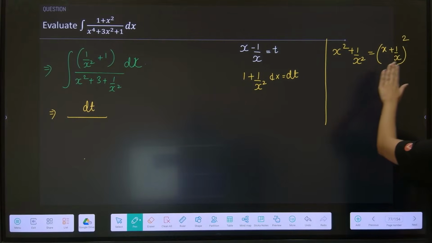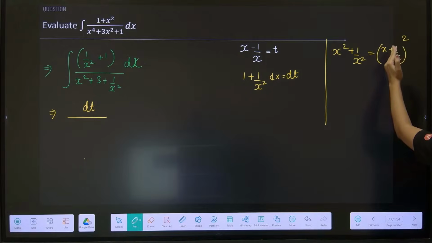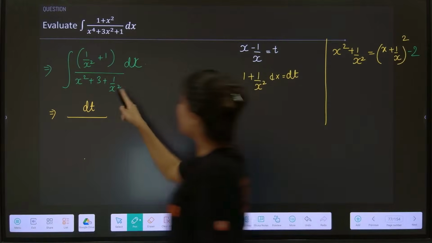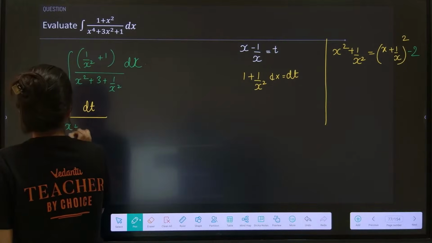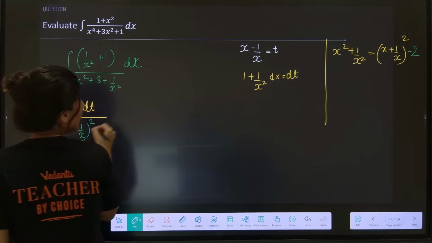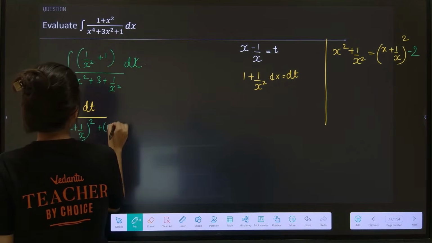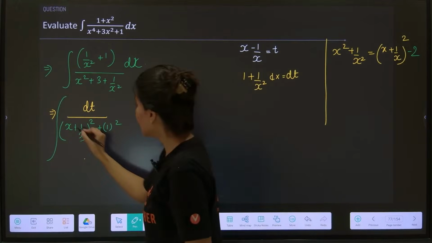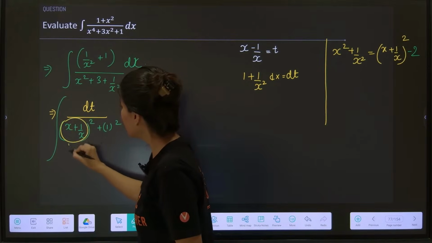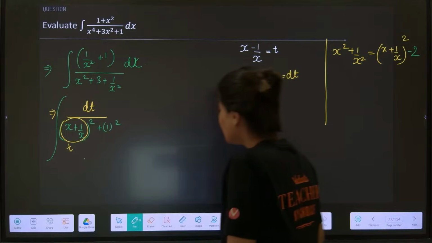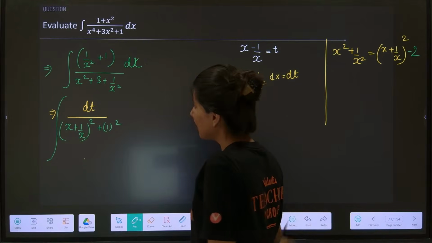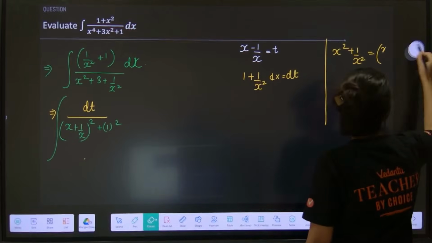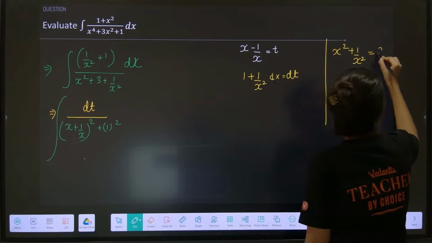But you know what? If you're going to open it, a square plus b square, it is going to be plus 2ab. So you need to subtract also. So x square plus 1 by x square will become what? X plus 1 by x whole square minus 2 plus 3 will be plus 1. Okay. And this is nothing but what? This is your t only, no? Oops. No. Wrong. Because see, how can I put t? Sorry, wrong. I need to write it in terms of x minus 1 by x.